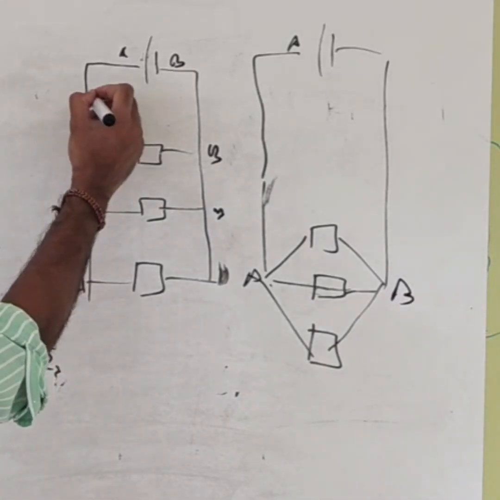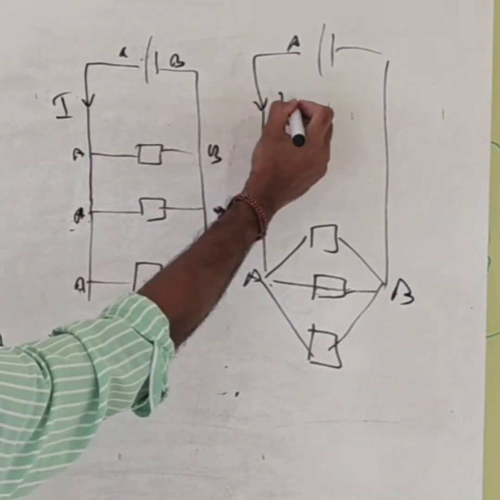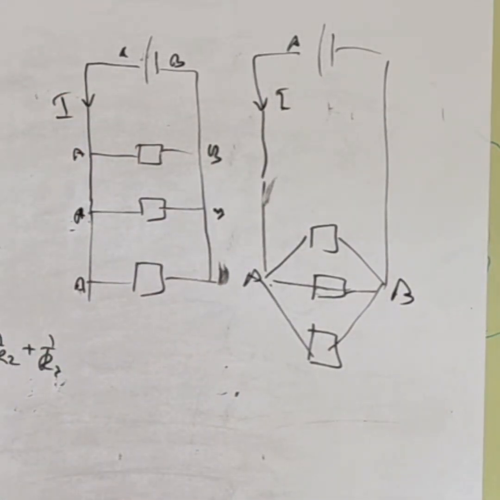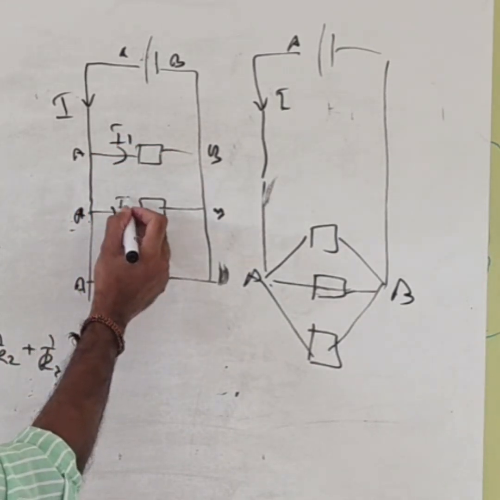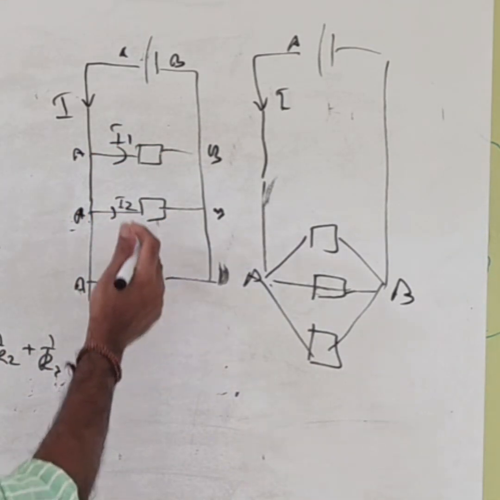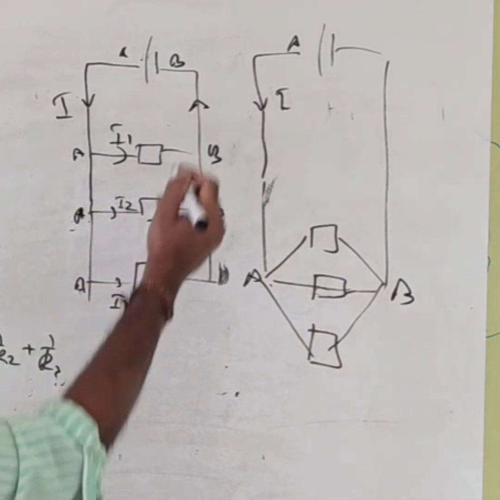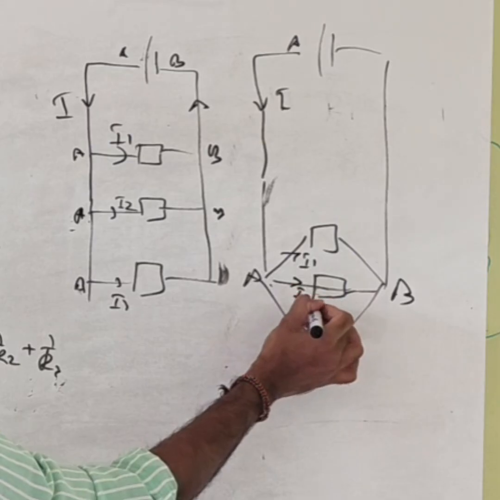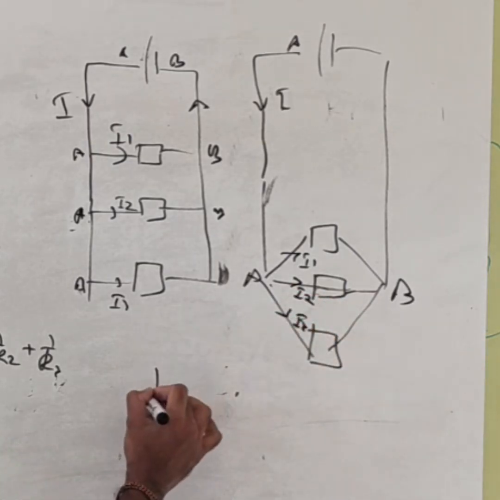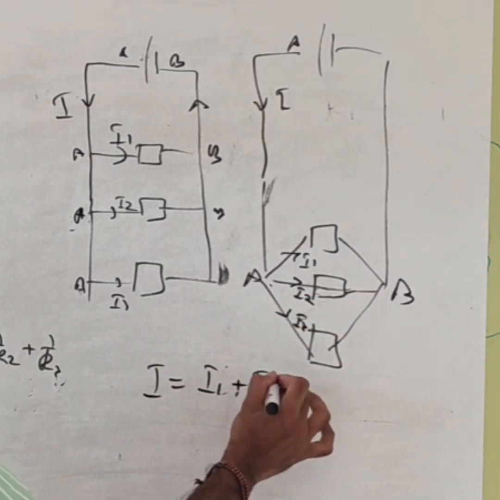So if I say current I is passing, the same current I is passing here. If I say I1 is going this way, I2, I3, then all of them will combine together to form that I. So same thing here, I can say I1, I2, I3. I is equal to I1 plus I2 plus I3.